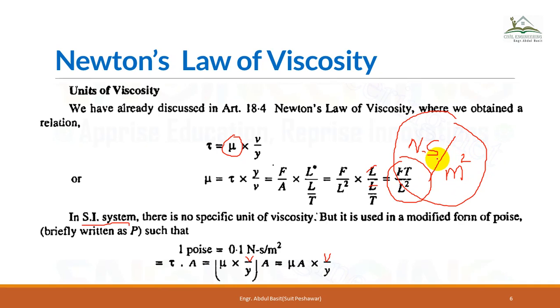But to take it to SI units, we can take a modified form of this unit, that is poise. And what is poise equal to? Poise is equal to 0.1 Newton second per meter square. So 1 poise is equal to 1 divided by 10 multiplied by Newton second per meter square. So this will be that modified form now.